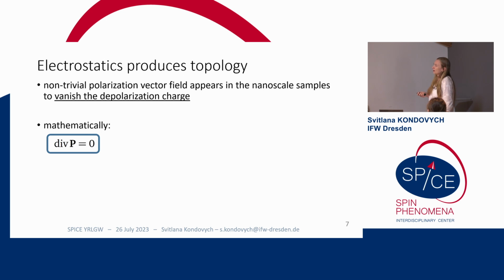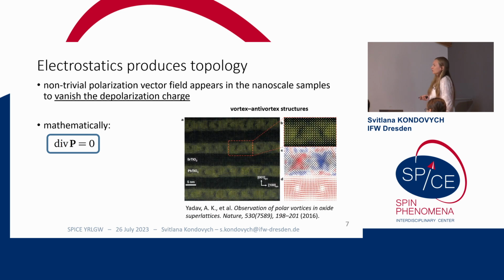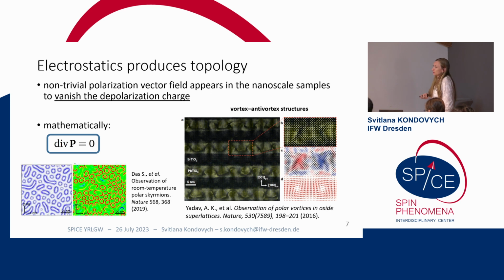Mathematically, this requirement of having zero charges can be written as zero divergence of the order parameter field. So those structures, ferroelectric structures, were observed actually experimentally in recent years. I guess first to observe was this vortex-anti-vortex structure in superlattices, and recently also these skyrmion lattices, polar skyrmion bubbles in similar superlattices were observed experimentally.